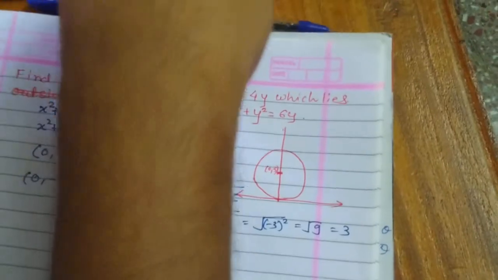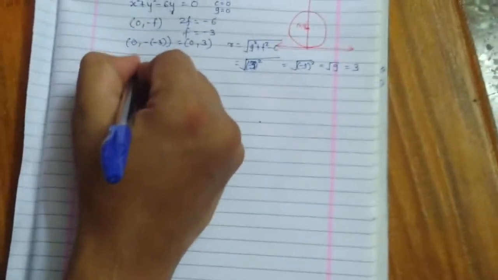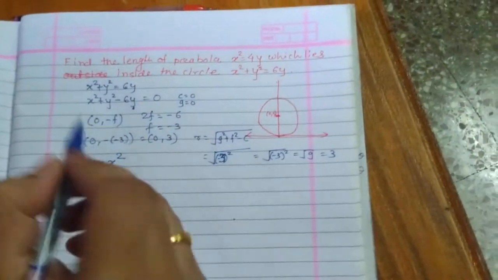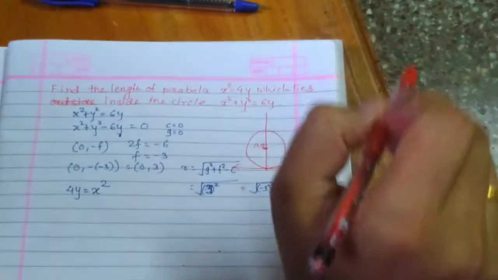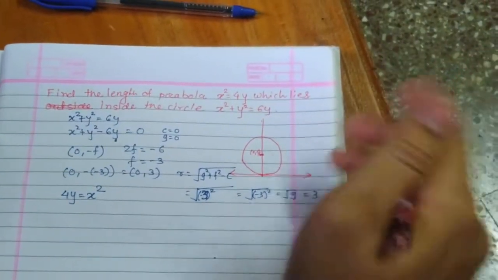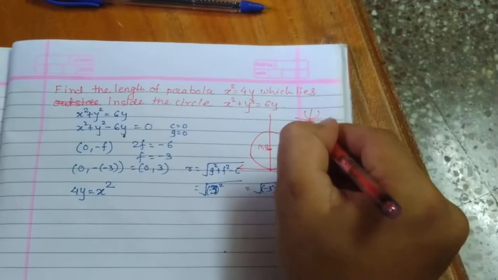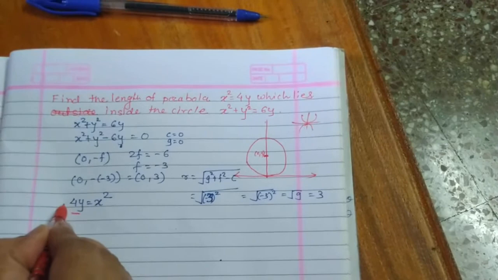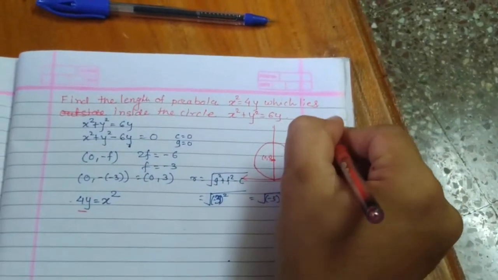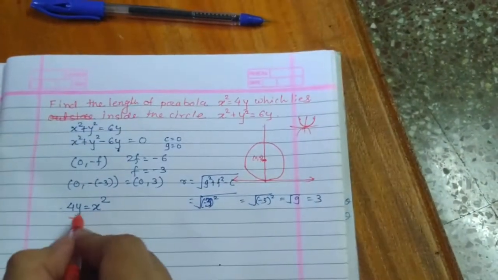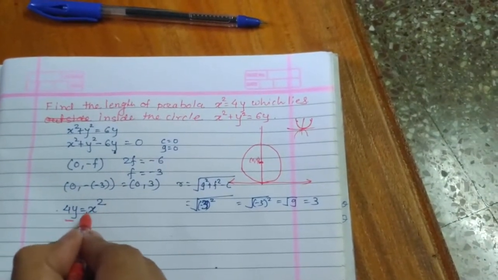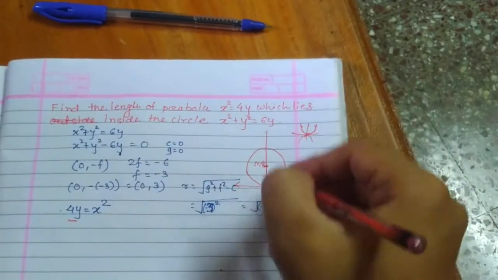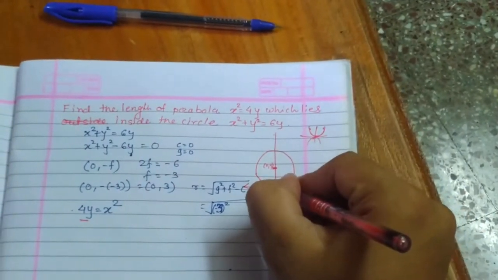Second is the parabola. The equation of the parabola is 4y is equal to x square. Now there is a square term of x, so of course your parabola is symmetric about the y-axis. The only thing is whether it is towards the positive y-axis or towards the negative y-axis. See, the sign of this linear term is a plus, so of course your parabola opens in the upward direction. Second, if you just see the x and y terms, we can easily understand the vertex of the parabola is at the origin. So your parabola will look something like this.